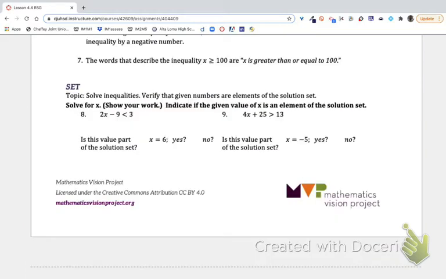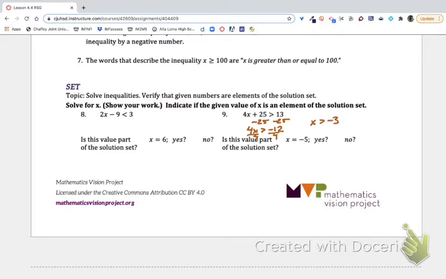All right, for the set for number 9, is the value part of the solution set? So first I need to simplify it down for x. So I'm going to subtract 25 on both sides. I'll have 4x is greater than negative 12. Divide both sides by a positive 4. So x is greater than negative 3.